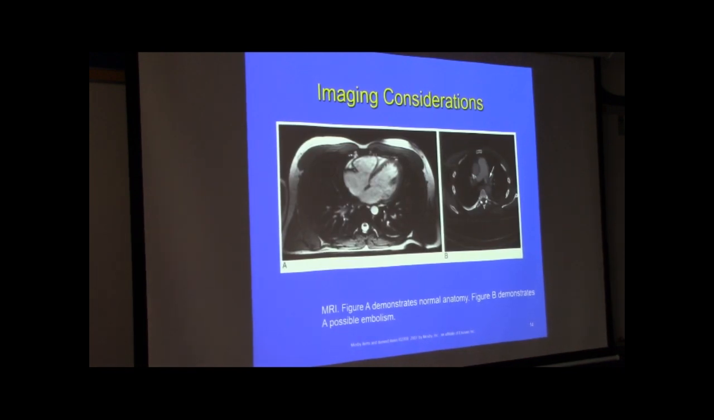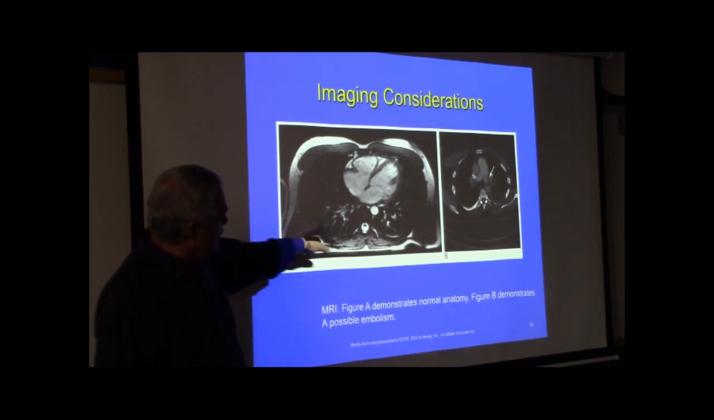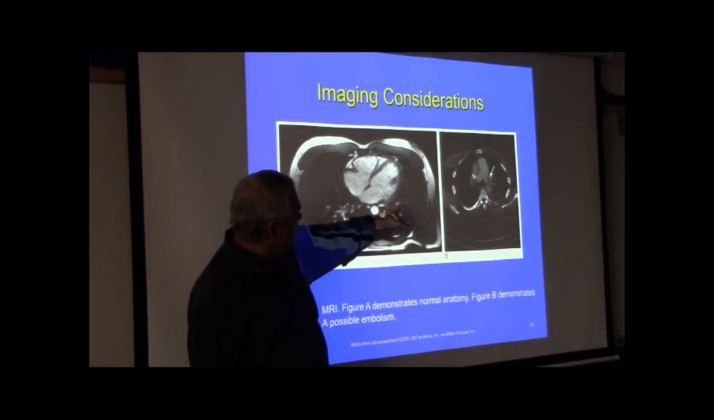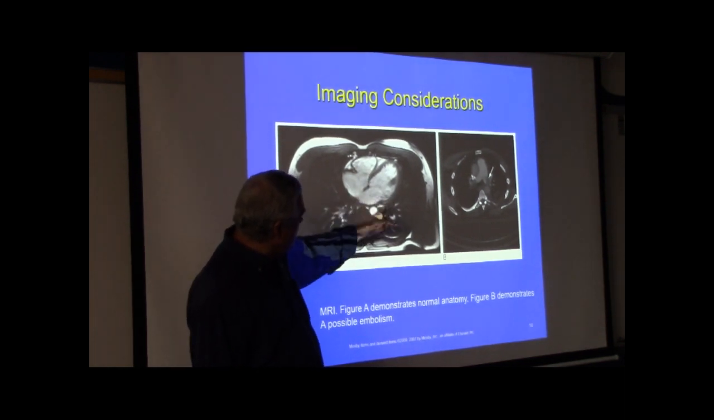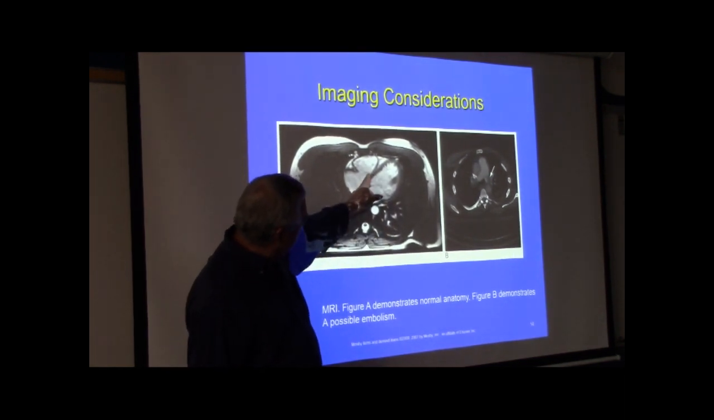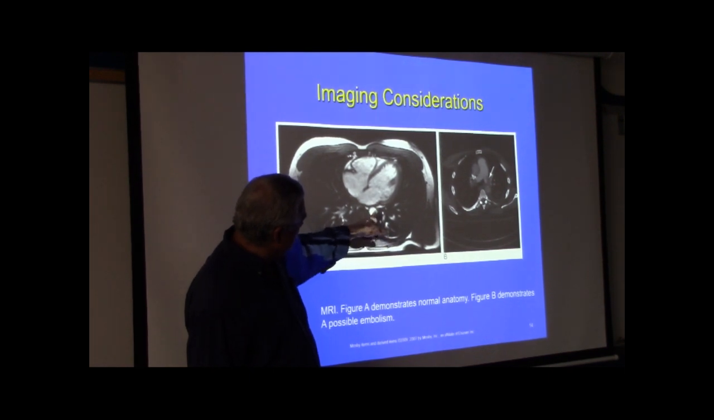And here are a couple of MRI images. And okay, this one over here, if you're looking for something wrong, then you're not going to find it. This is just like a cross section of the heart. And this is the aorta.